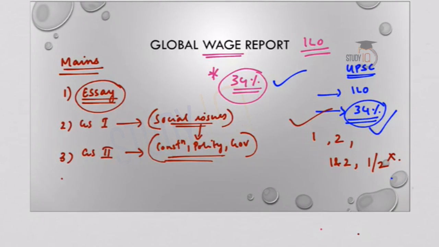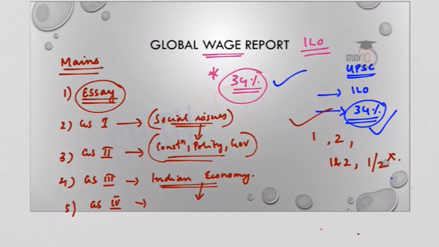Again, in your GS Paper 3, there is Indian economy. There also you can quote such types of reports. And again GS Paper 4, your ethics paper, these types of reports are very helpful. So from your Prelims point of view as well as from your Mains point of view, such types of reports are very important. You should know what the highlights of the report are and what the suggestions or recommendations given by these reports are. You can quote those recommendations.